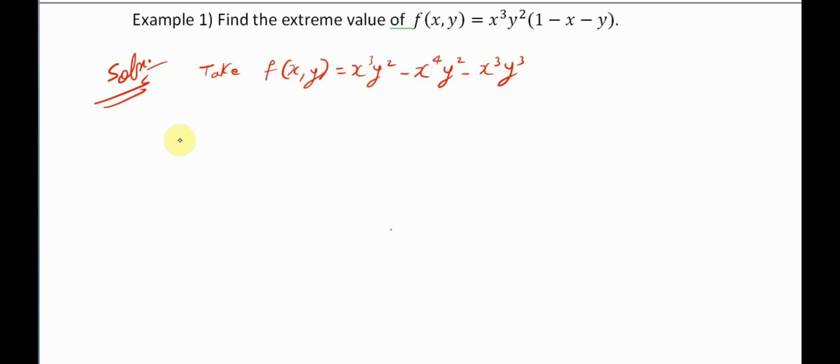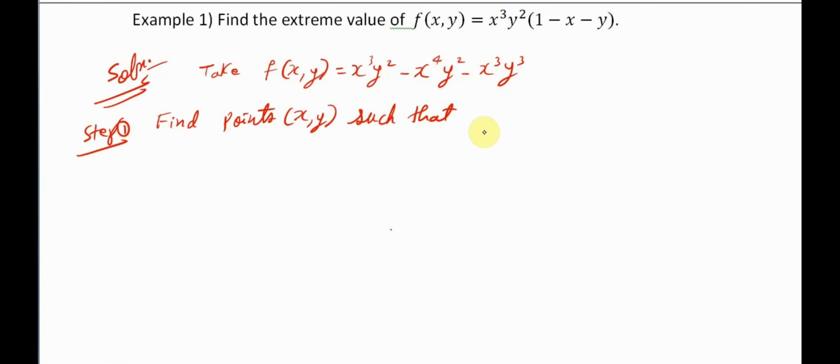Now we shall take the points and find where x y belongs. So we will just find points x comma y such that, so this is our step 1, where we can see fx is equal to 0 and fy is equal to 0. So let us simplify one by one.